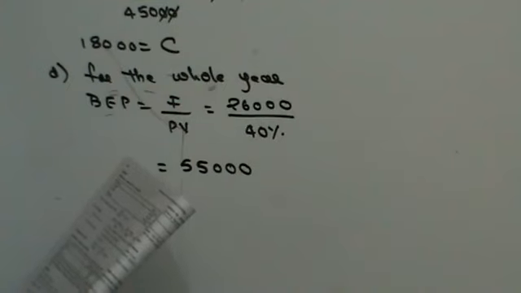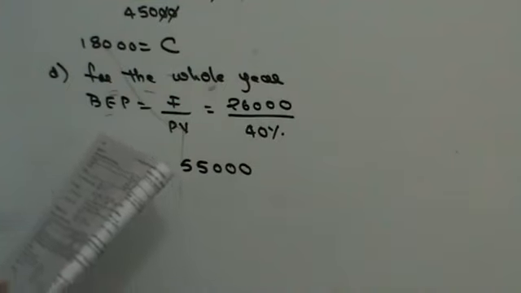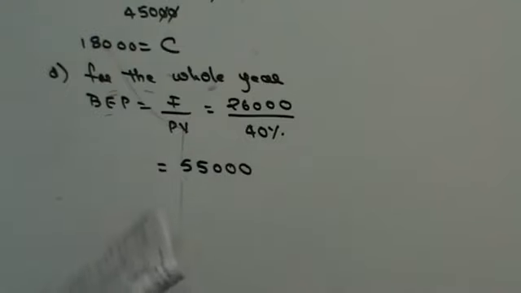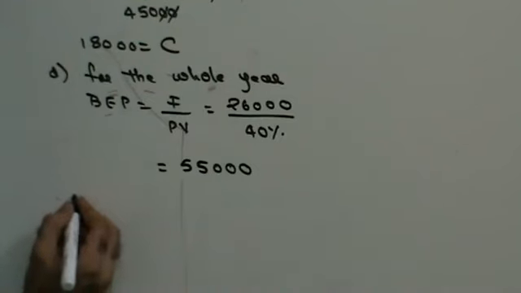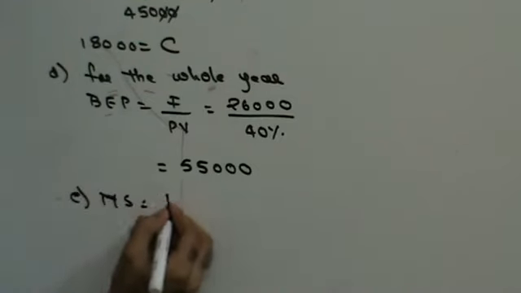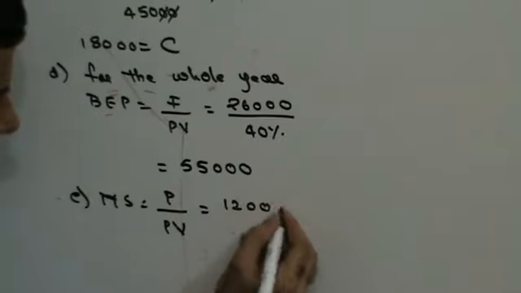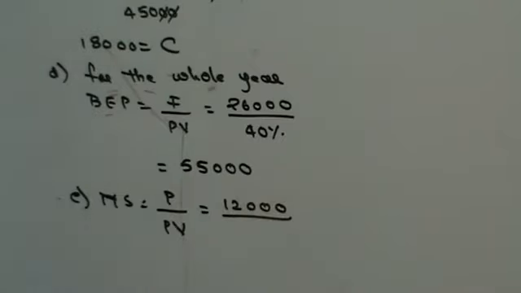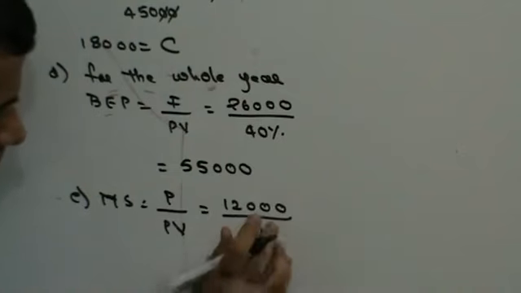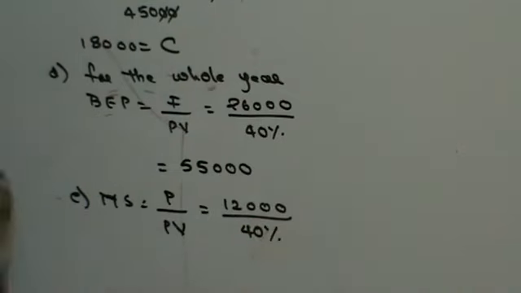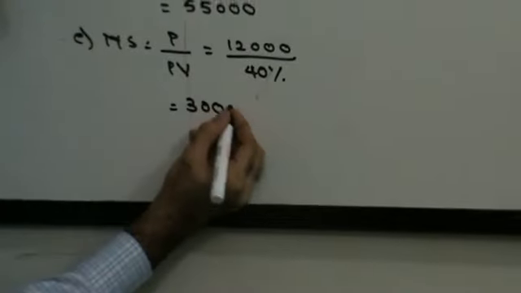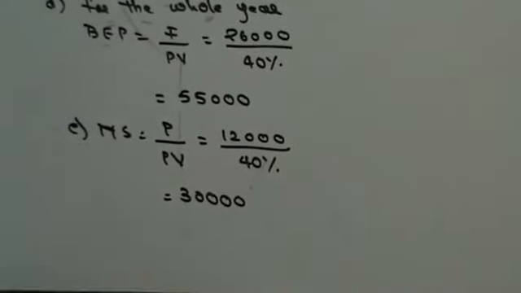percentage of margin of safety to total sales, right? Now, first let's find out MS. MS is P upon PV. P is 12,000 divided by PV. PV we found out as 40%. So MS is going to be 30,000. Margin of safety is 30,000.